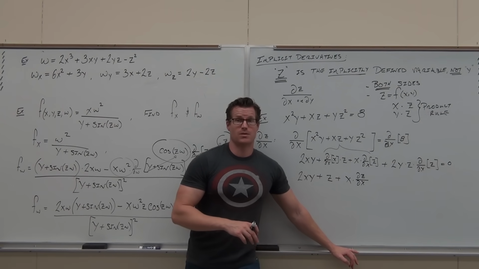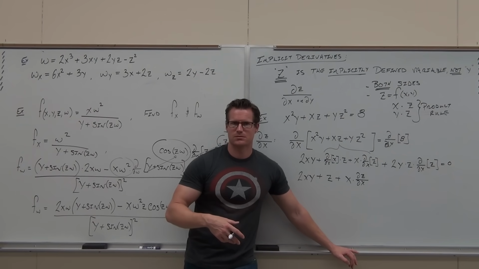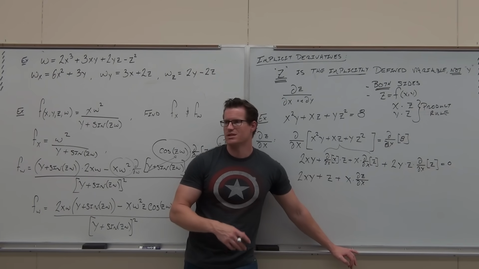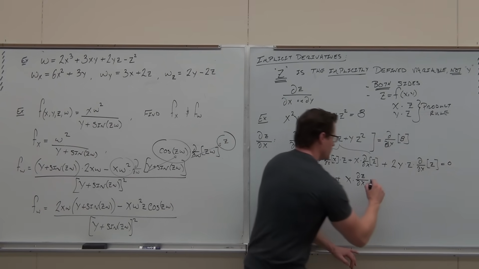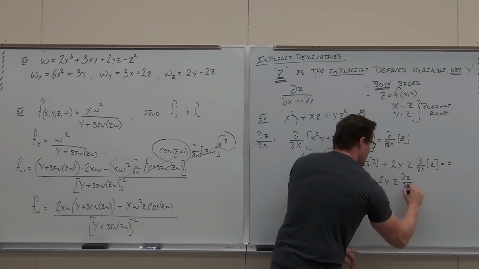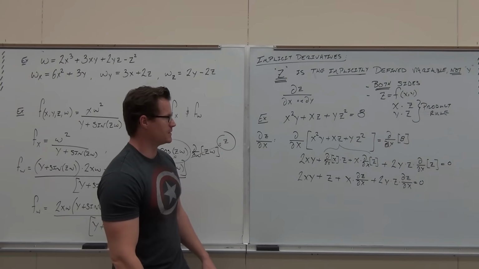You remember how every time you touch a y with a derivative, you get a dy dx? Now every time you touch a z with a derivative, you get a dz dx, or dz dy, depending on what we're doing. Plus 2y times z times another dz dx. I know I'm saying d, it's actually partial, but that's the idea.